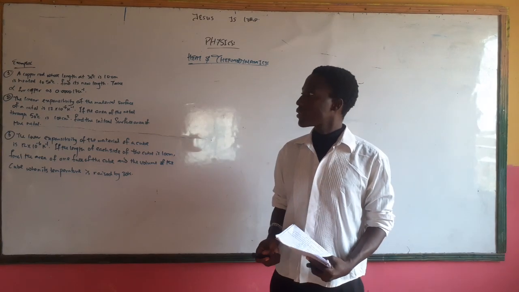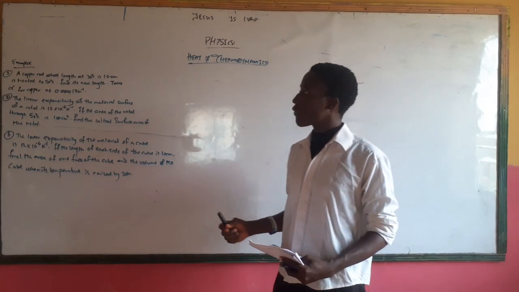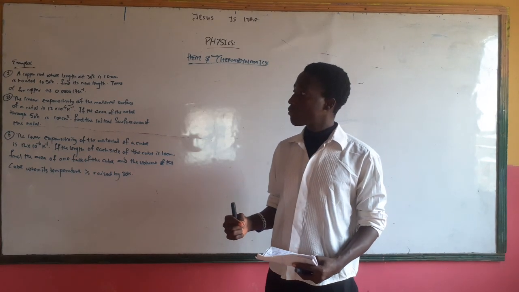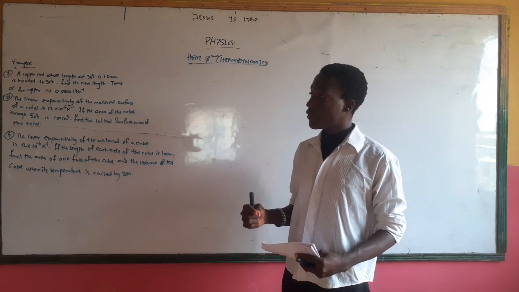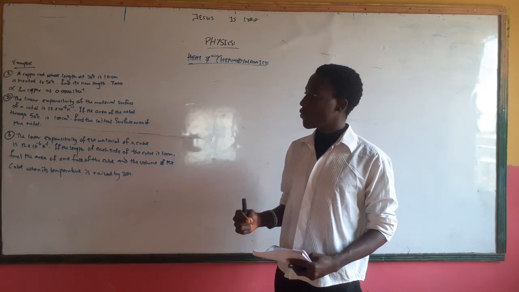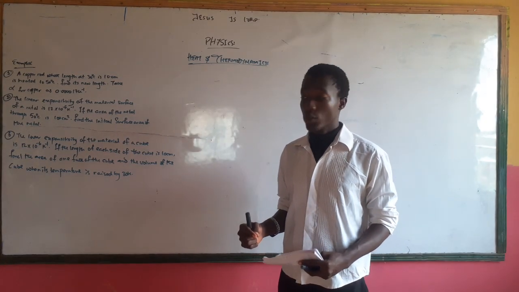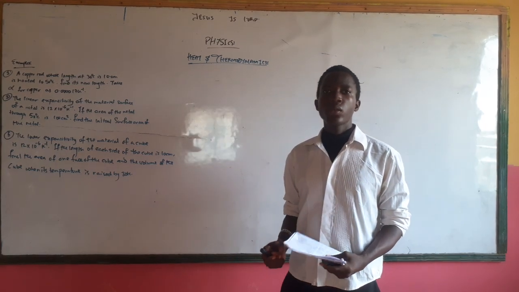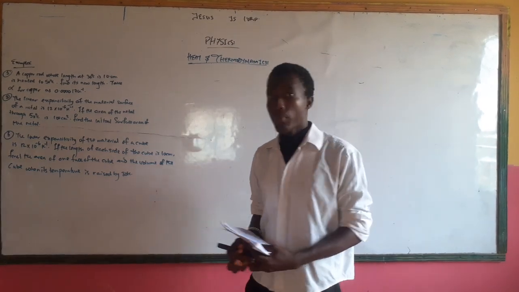So let's get started. Number 2, they said the linear expansivity of the material surface of a metal is 12 multiplied by 10 to the minus 6 Kelvin inverse. If the area of the metal through 50 degrees Celsius is 100 centimeters squared, find the initial surface area of the metal. So we're going to list out the parameters.